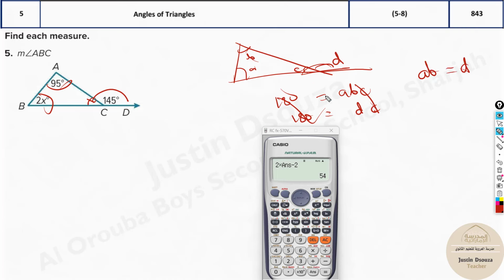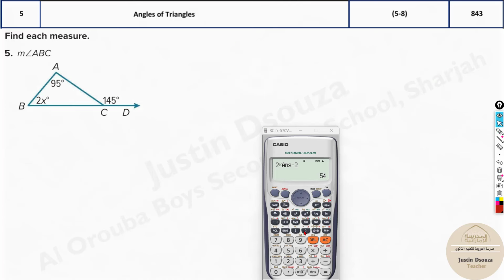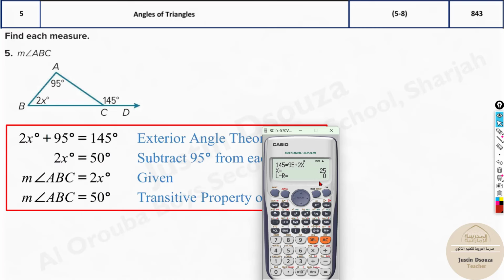So when you add these up, it's not like it's plus, okay? When you add up AB, that will be equal to D. Or else you can just remember it as a formula. So all you need to do is put it in the calculator. 145 alpha equal to 95 plus 2x, and shift and solve, equal to, you need to press. This is the correct answer. But now we do not want the x value. We need to find ABC, this angle. 2 times 25 is 50. So the answer will be 50.